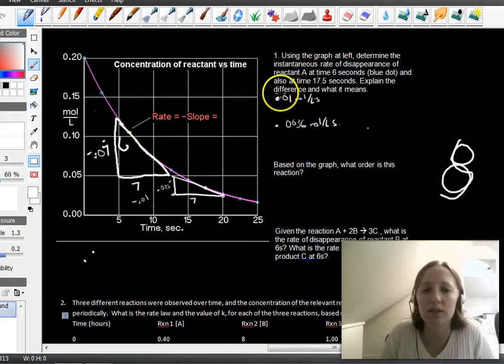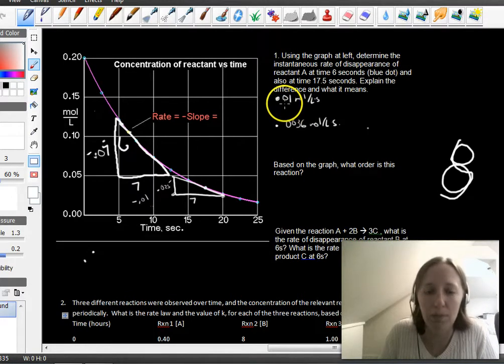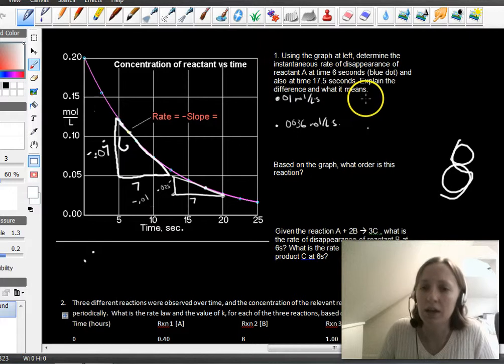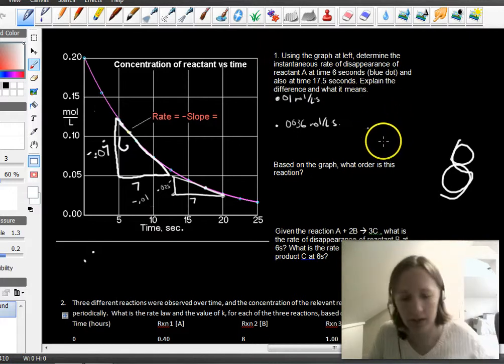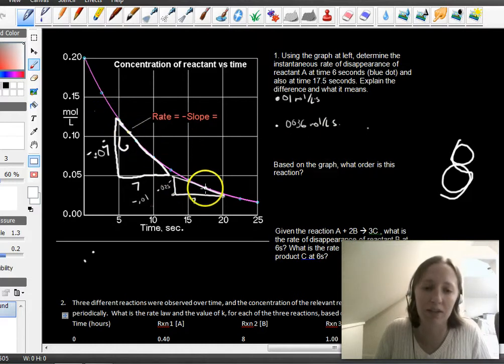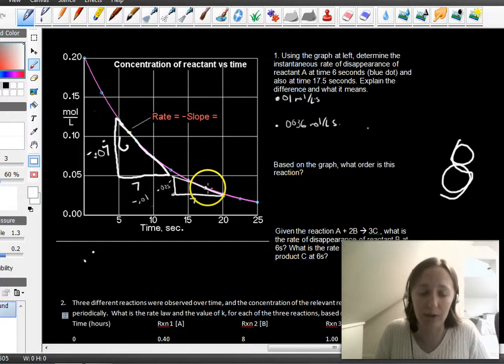Now, what this difference is showing and what it means is that at an earlier time, your rate is bigger. So at 6 seconds, you're losing 0.01 molar per second. At 17.5 seconds, you're losing about a third of that. So it's getting slower and slower. And the reason for that is because when you have lost so much of your reactant that's important, it's not going to react as fast because you have to wait longer for the collisions that are required for the reaction to happen. You have to wait longer for them to happen. So that is why the rate goes down in this graph.